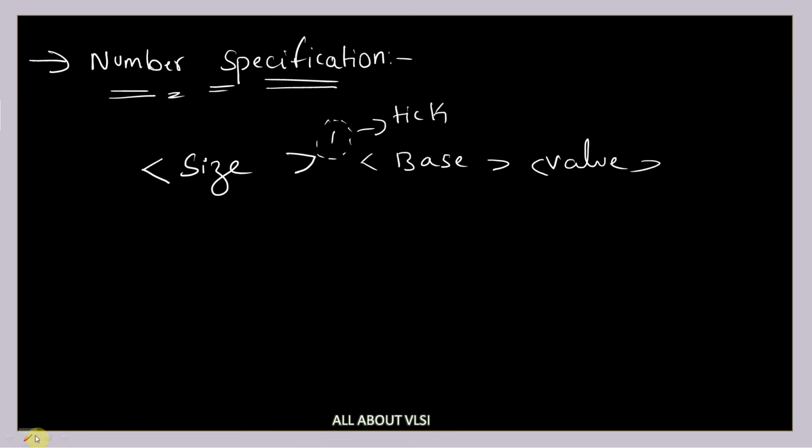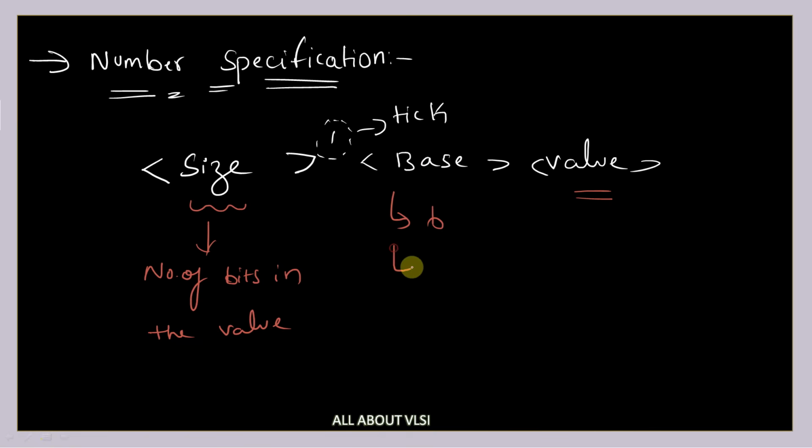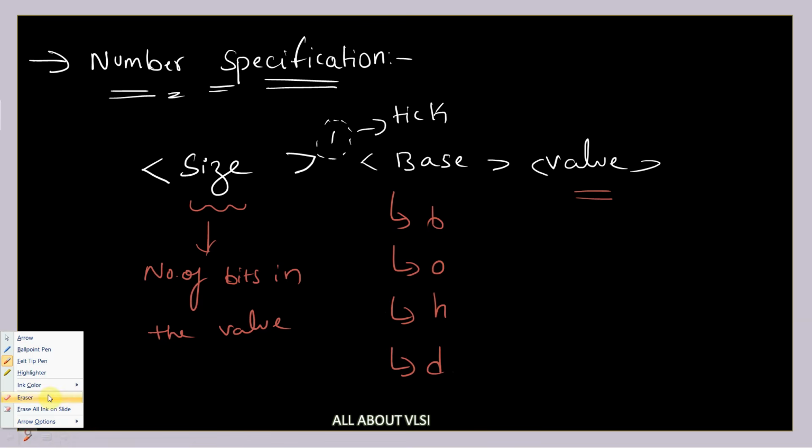The size tells you how many bits are present in the value, and the base is the base of your number system. For binary number systems we use small b, for octal small o, for hexadecimal small h, and for decimal small d, followed by the value. This is how we represent any number in Verilog using the standard syntax: size, base, and value. Let us understand this with some examples.